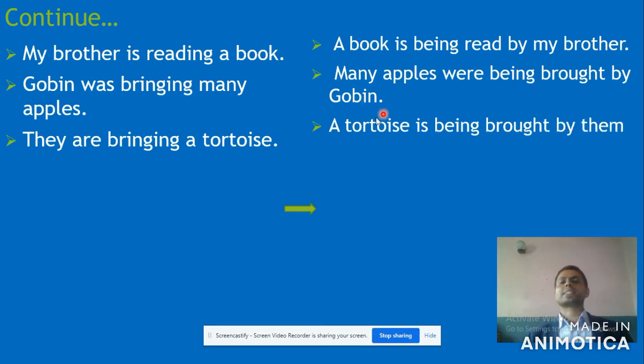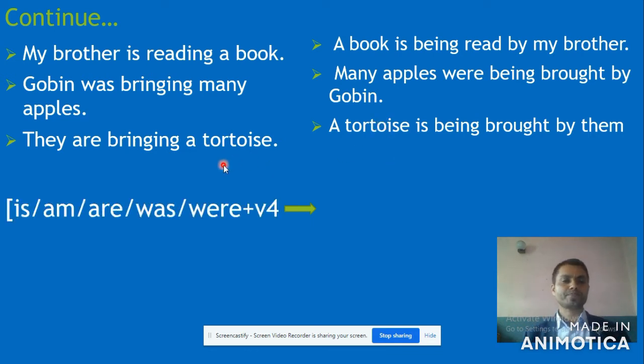So from these example sentences you can derive your own rules like this. Please note it down in your copy. If you go through the sentences, you can find such a structure: either is, am, are, was, or were plus verb 4. Look here: is plus verb 4, was plus verb 4, are plus verb 4.